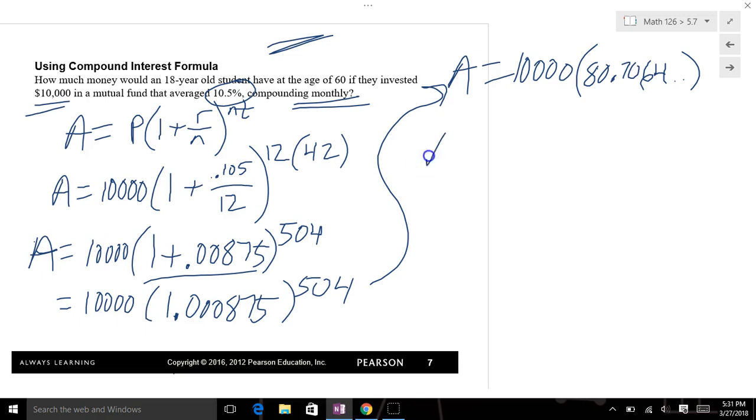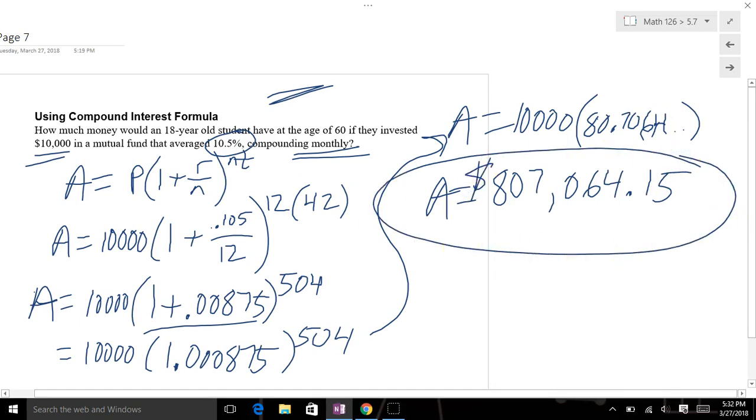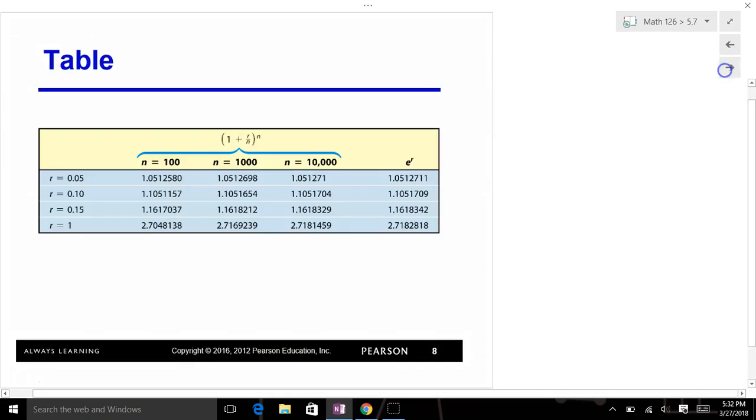807,064 point, now I can round it, 0.149, so 0.15, round it to the nearest hundredth because this is in dollars here, in cents. So $807,064.15, starting with 10,000 bucks and just letting it grow, 10.5%. Let's say you put it in the stock market and you got what the Dow Jones has averaged over the life of its history, 10 to 10.5%.